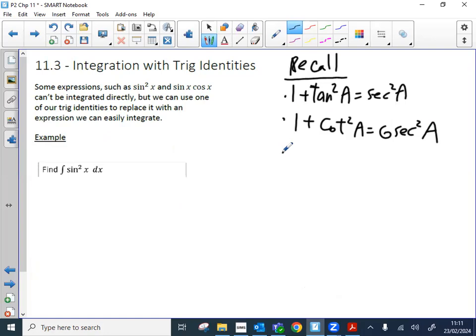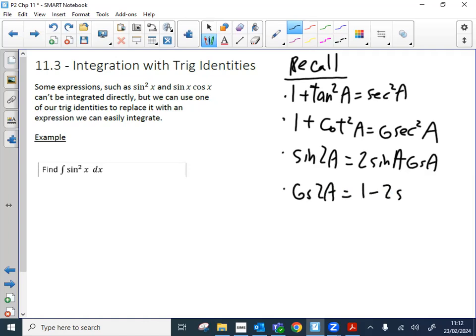Another one we're going to use is going to be cos 2a. Actually, sine 2a first. Sine 2a equals 2 sine a cos a. We also have cos 2a equals 1 minus 2 sine squared a, or equals 2 cos squared a minus 1. Now, these two are going to be very, very useful.